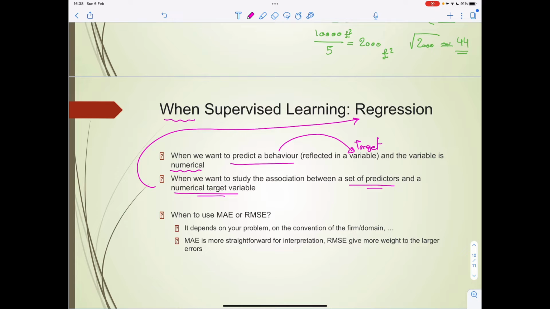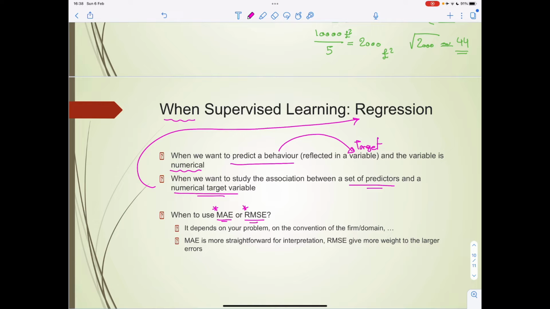But to answer whether we should use mean absolute error or root mean square error, which one is better? Well, there is no better and worse. It depends on your problem, on the convention of the firm, domain, and so on and so forth. Sometimes you might want to go with mean absolute error, sometimes with root mean squared error. There is a technical difference between these two.